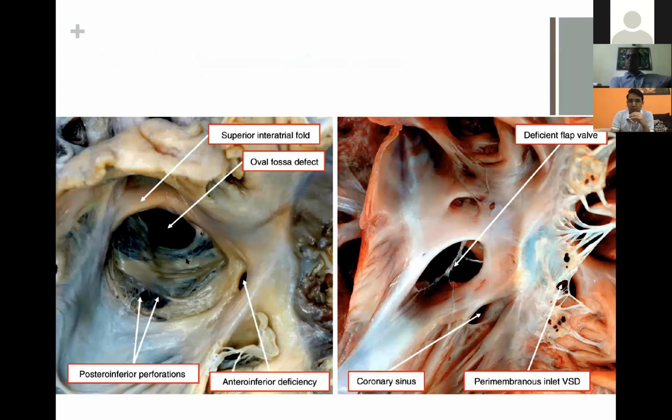This is what we call the fossa ovalis region, and as you would see, this is a zoomed-up picture. If you can relate with me, this is the superior vena cava. This area is the inferior vena cava. This is the area of the tendon of Todaro. This is the area of the coronary sinus, and here lies the tricuspid valve. This area is the muscular rim of the inferior septum. So this whole part is the true septum.